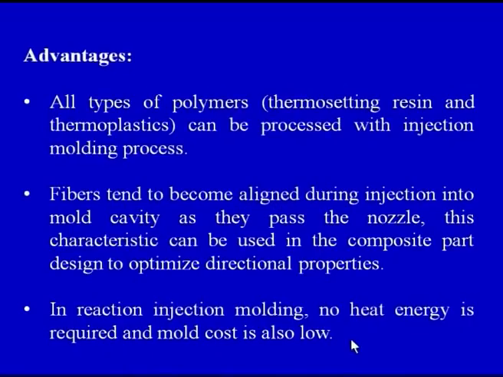Now what are the advantages of the injection molding process? On your screen you can see that all types of polymers, thermosetting resins and thermoplastics, can be processed with the injection molding process, which we have already seen. Fibers tend to become aligned during the injection into the mold cavity as they pass the nozzle. This characteristic can be used in the composite part design to optimize directional properties.